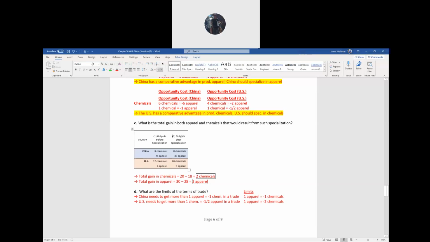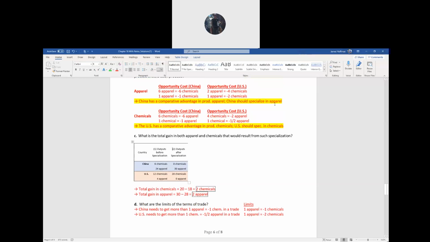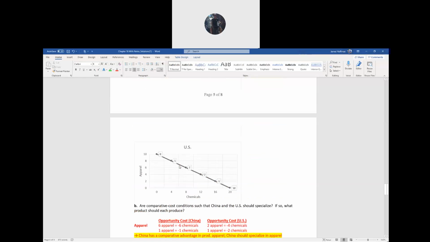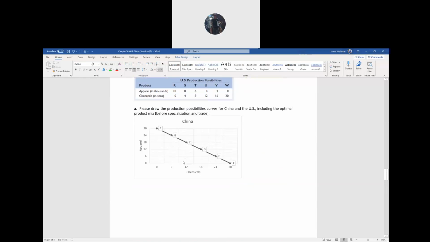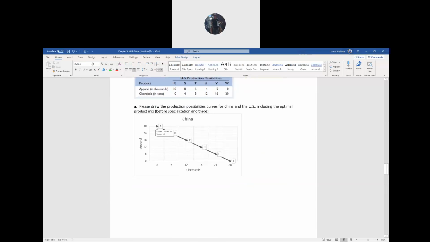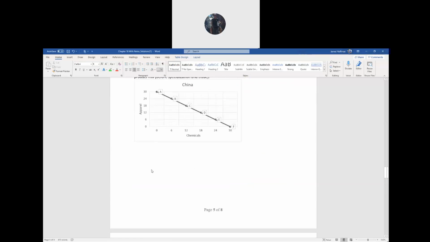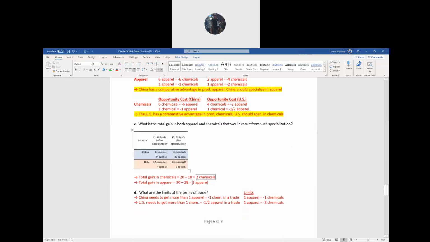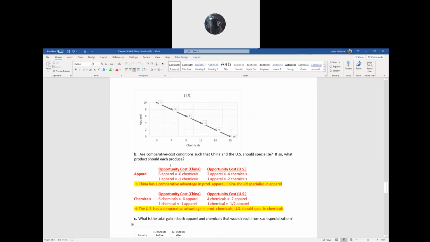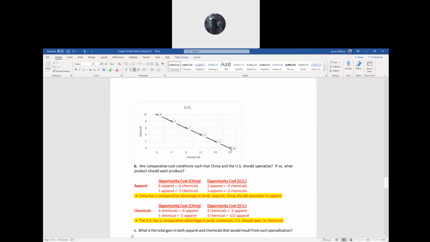So China is going to produce only apparel, and the most apparel they can produce is 30, which means 30 apparel, right? That's specializing, no chemicals. Okay, that's that right there. Now, if the US specializes in chemicals, the most they can do there is 20, right? 20 chemicals, no apparel. That's their specialization.